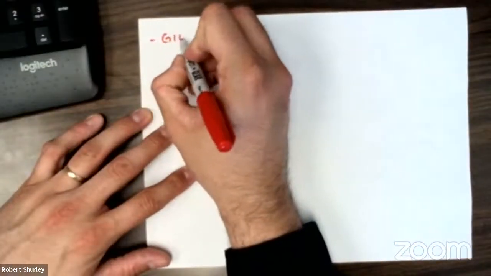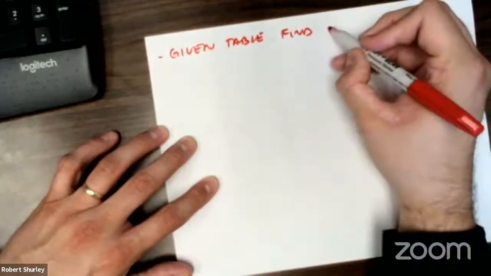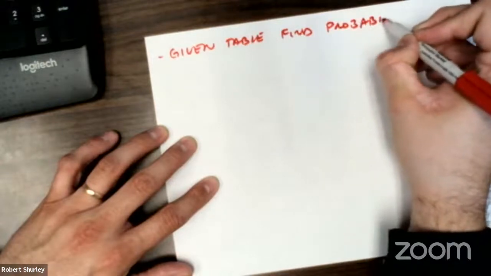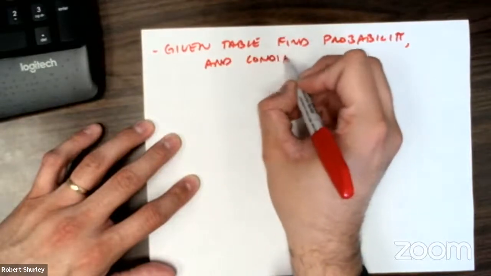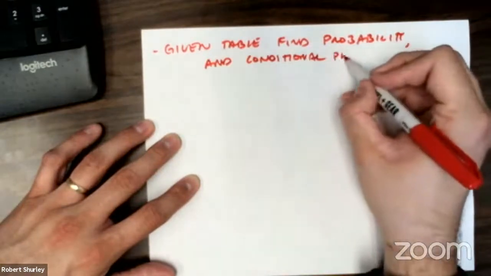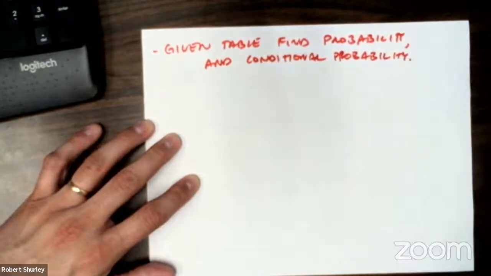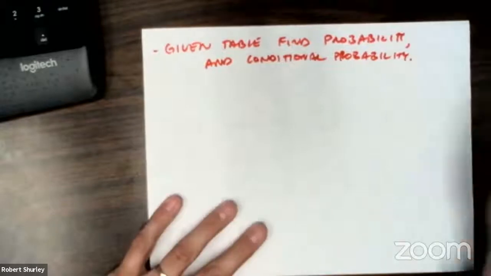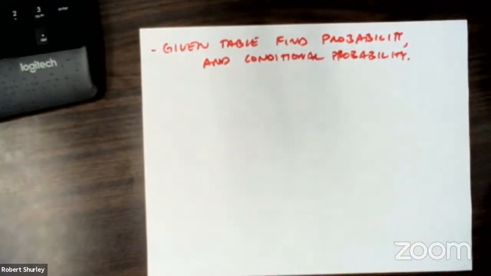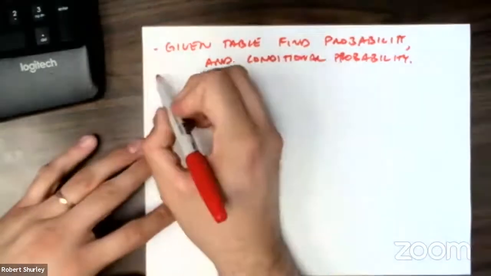So given a table, find the probability. And if you go back and look at the test, you'll see what I'm talking about. Find the probability and the conditional probability. And that was like, given a STEM major, what's the probability you're male? That was the conditional part in that one. Just know how to find the conditional probability.